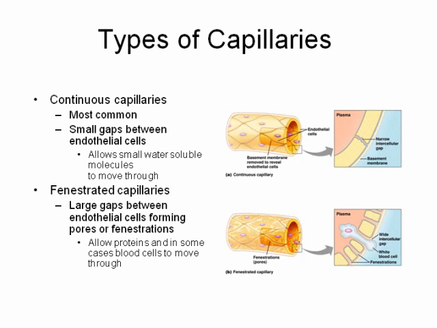Let's take a look at capillaries. There's two different types, what we call continuous and fenestrated capillaries. Continuous capillaries have walls that have very, very tiny gaps in them, whereas fenestrated ones have very large gaps, what we refer to as fenestrations. The continuous capillaries are the most common. They have these small gaps between the endothelial cells, and they allow very small water-soluble molecules to move through. So very small openings allow only very small molecules.